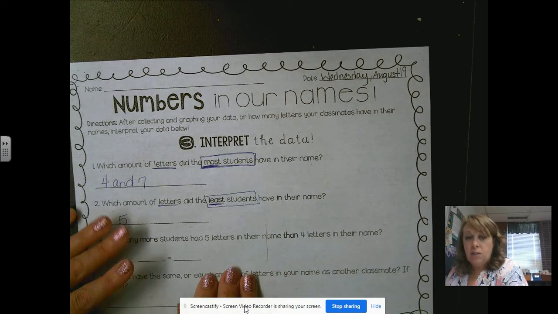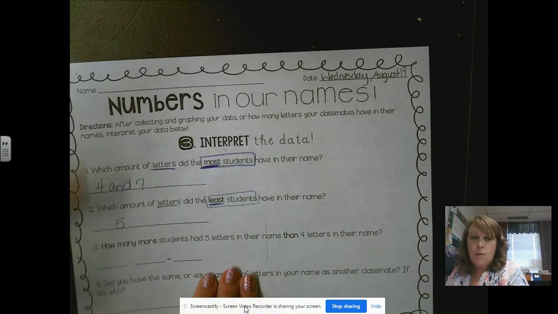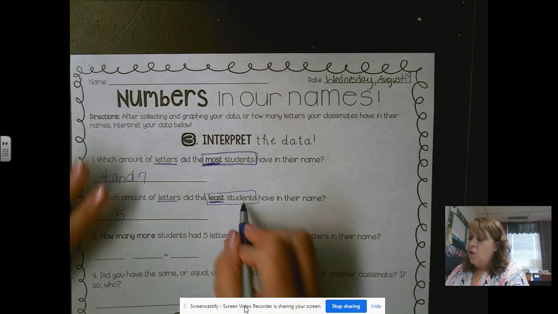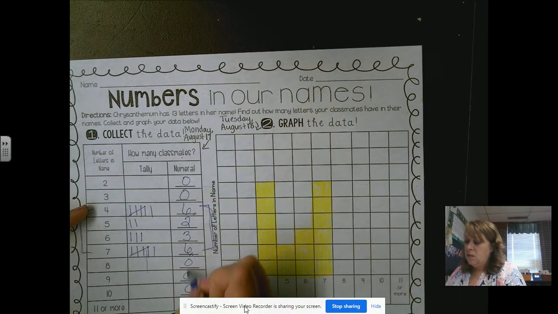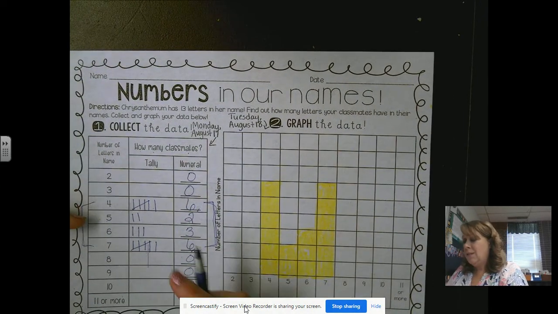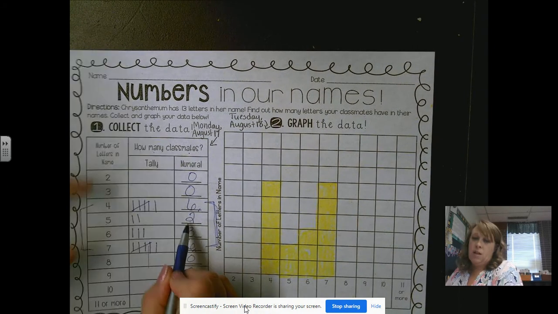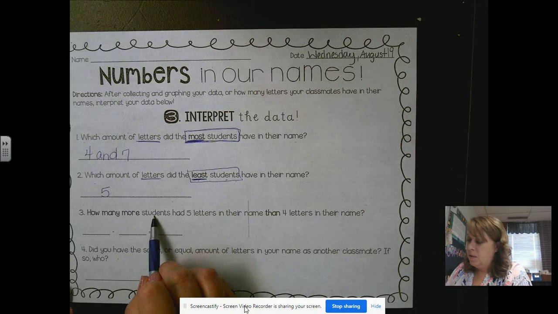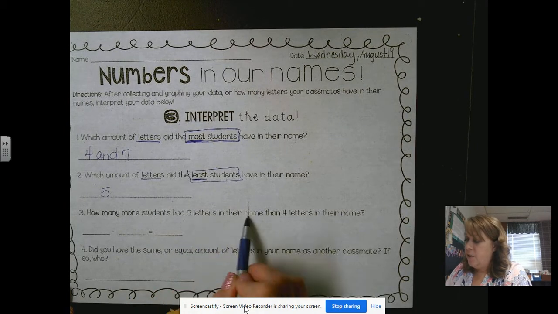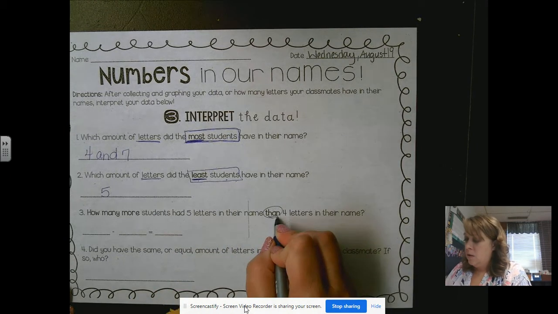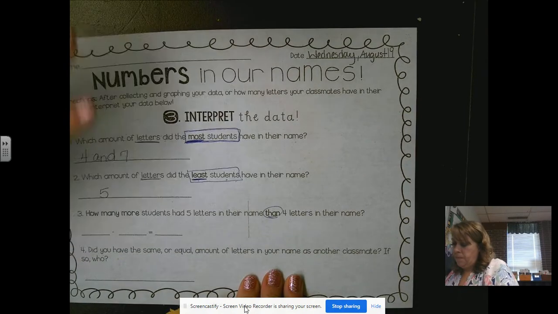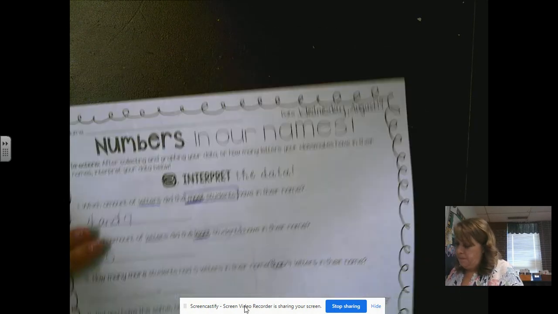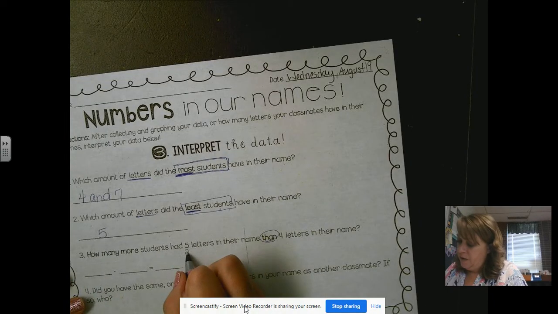Now, if you did it differently and you did the ones that have the 0, that's fine too. But I just decided to pick that because no students had any of these, even though that is kind of the least. I'm kind of looking at the number that the students had. How many more students had 5 letters in their name than 4? Okay. 5 had 2. So 5 had 2.